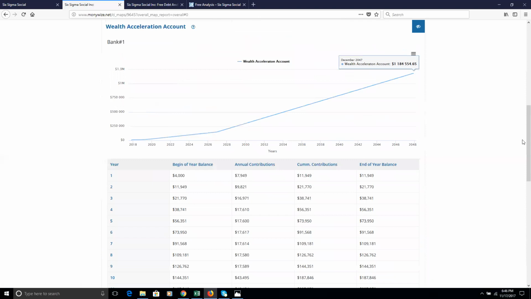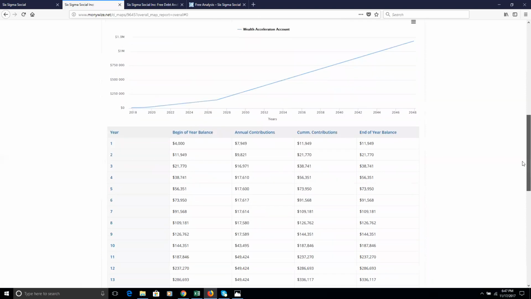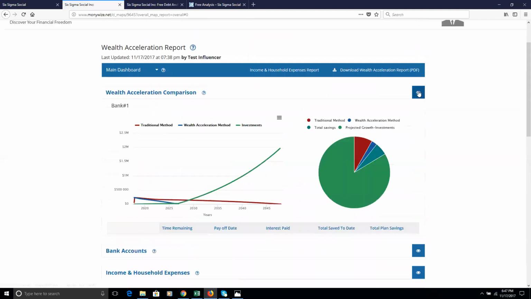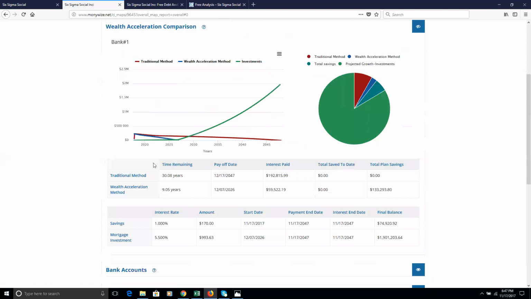And again, we have the wealth acceleration account there. We want to be in a position where the graphs are heading in that direction. And so here's what I'm saying. In the traditional method, you've got a mortgage that's going to take 30 years, and together with the other loans, the consumer loans, you're going to be paying $192,000 in interest. Or we can make you debt free in 9 years, and you'll only pay 59. So that's the mortgage and the consumer debt. And so, as a snapshot, that's just tremendous, isn't it?